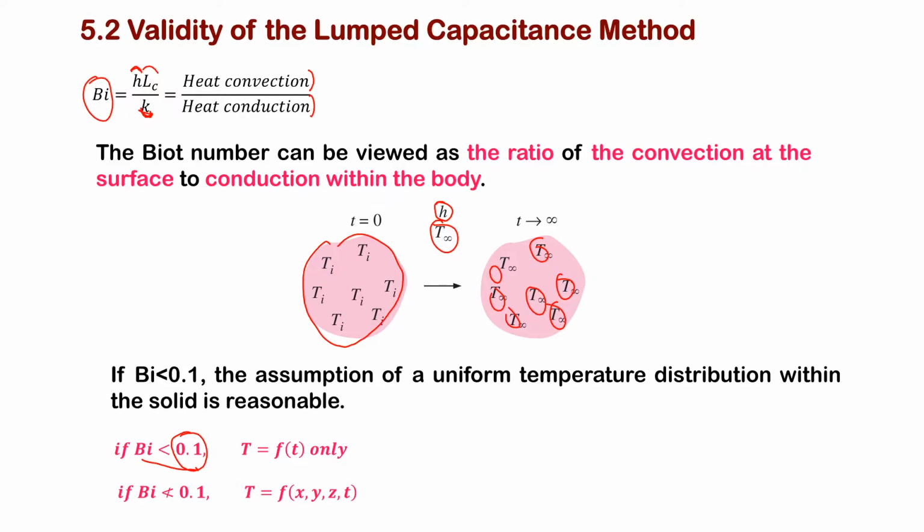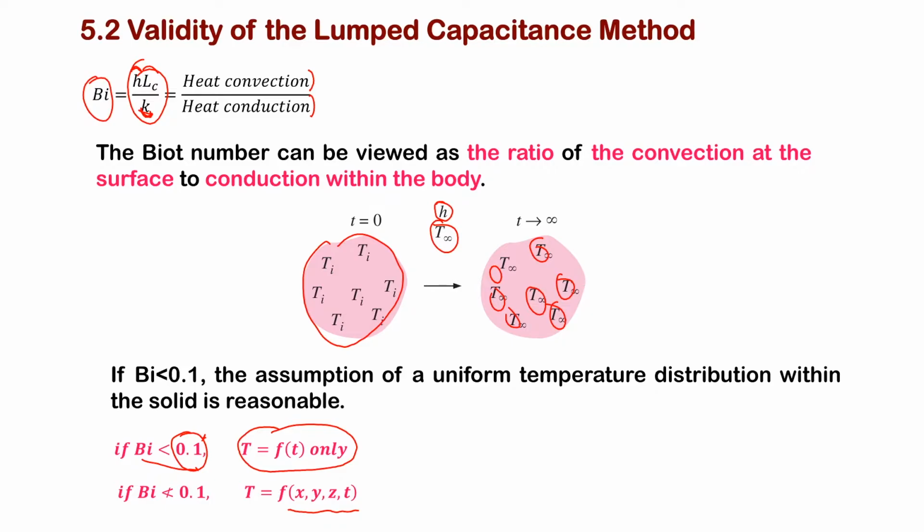So if the Biot number is less than 0.1, then we can approximate that the system is behaving as a lump. That means temperature is only a function of time. And if the Biot number is not smaller than 0.1, then the temperature will be a function of position and time. That means we cannot use the lumped capacitance method.